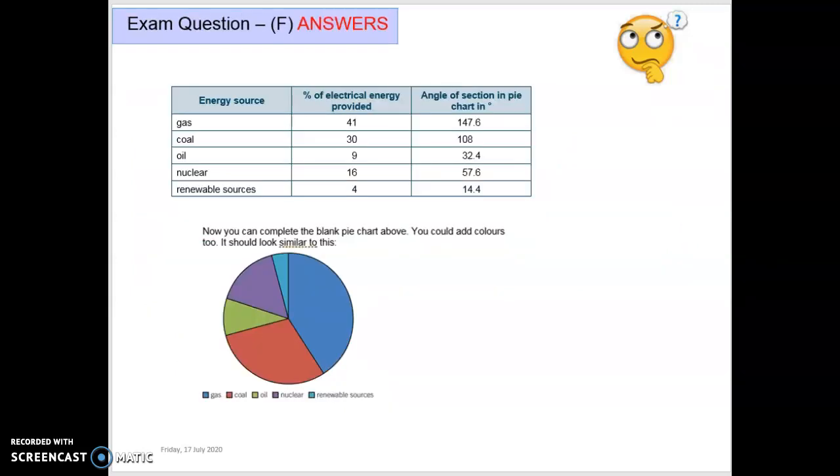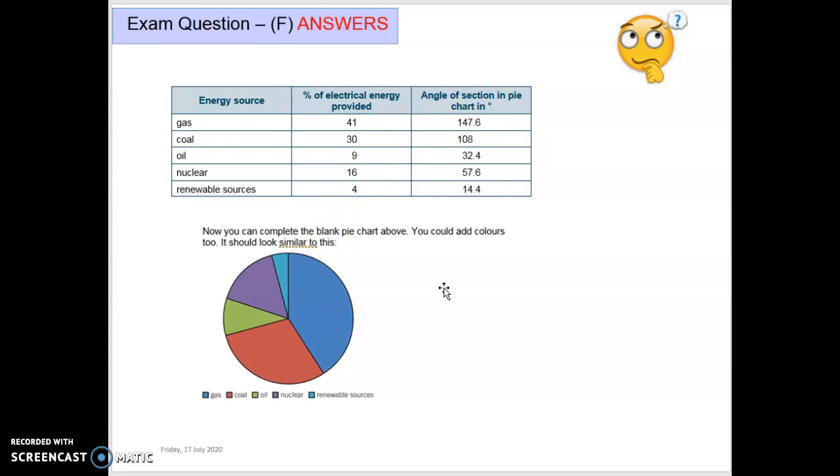Alright, so let's go and have a look, I hope you paused that there, let's have a look at the answers here. So here we go, 147.6 here is for our gas, so that is our biggest sector here, 147 degrees should I say, from our 41%. Alright, so that's what your pie chart should look like.